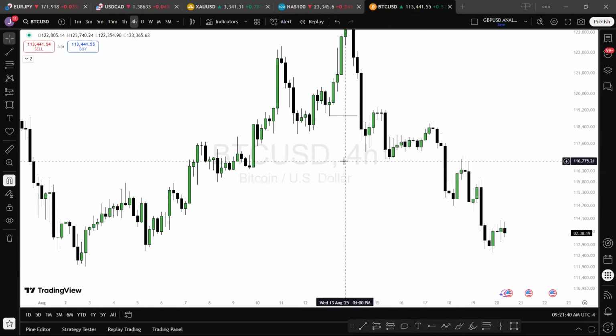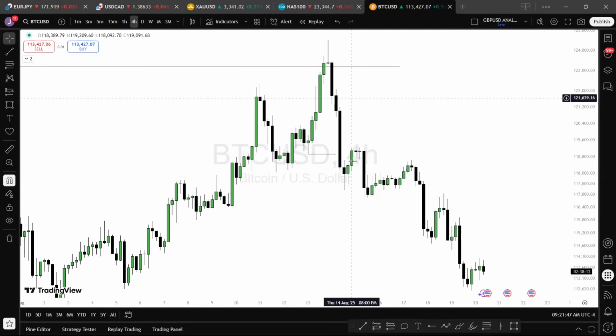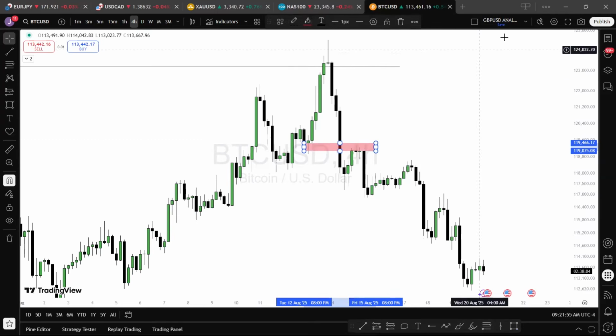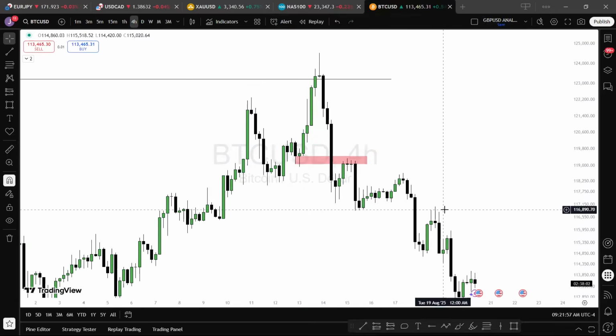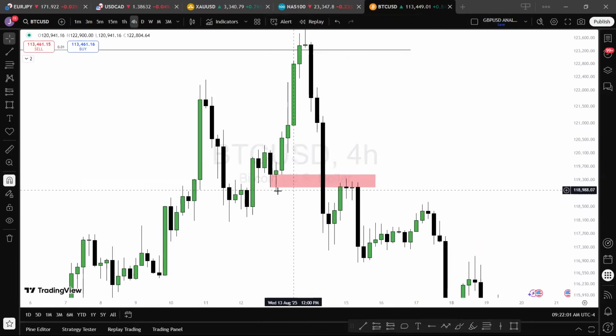Okay, so how can we use this for a trade setup? Now you see, as price shifted from bullish to bearish, it left what? A breaker block. So here is a breaker block. And if you don't know what a breaker block is, I'll leave a link in the description of this video so you can go watch where I explained breaker blocks.